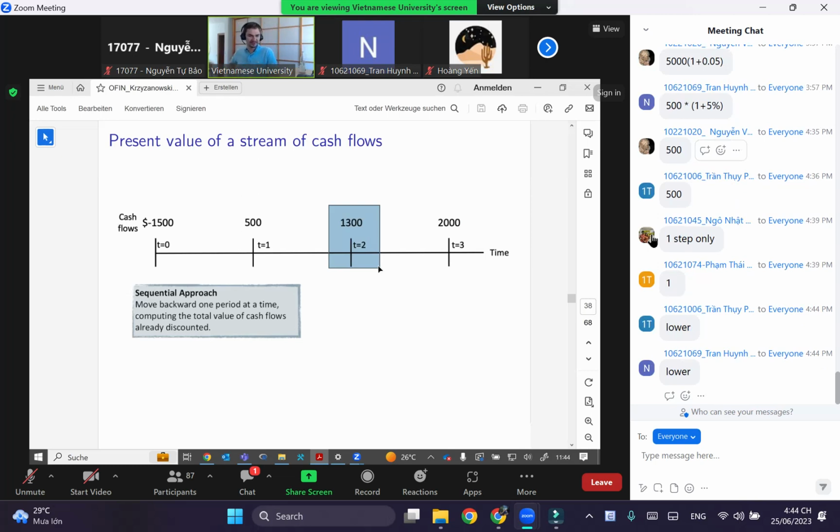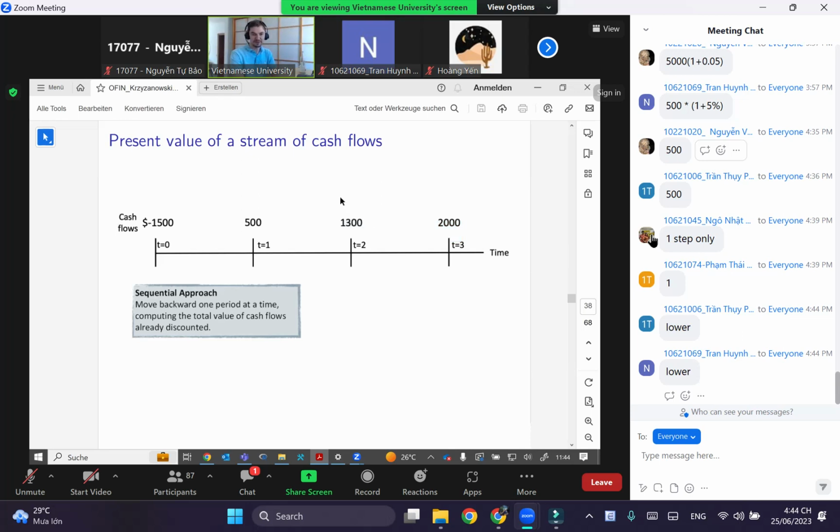I'm reading in the chat. Lower, right? The value of the 2,000 discounted from period 3 to period 2 would give me something which is slightly lower than 2,000. And then this value, which is slightly lower than 2,000, 1,900 something, I would add to the 1,300.